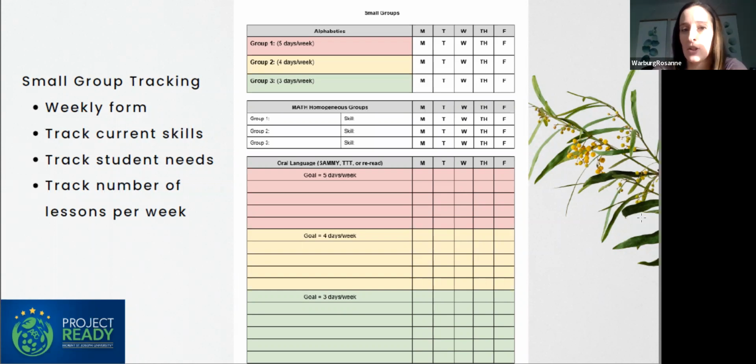An editable version of this will be sent to you with the link from the video recording of today, so you can have access to this as well, and you can change it up to fit your needs. We encourage our teachers to use this kind of tracking form for their small groups. It is a weekly form, so they would print out a new one for each week. It helps them track their students' current skills, their students' needs, and also the number of lessons per week.